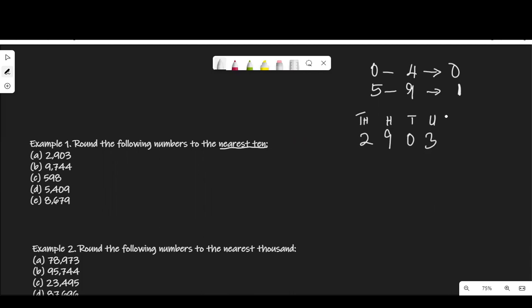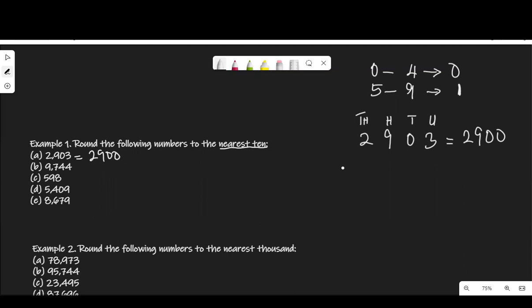If that digit is in this range, we round it to 0. If the digit is in this range, we round it to 1. So in this example, the digit is in this range. So 3 rounds to 0, and 0 plus 0 is 0. So this number to the nearest 10 is 2900.